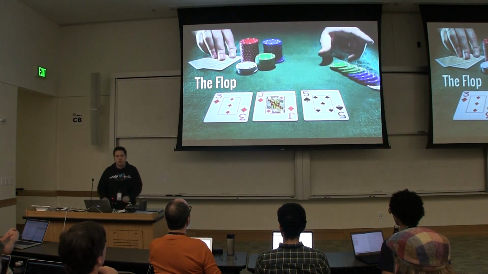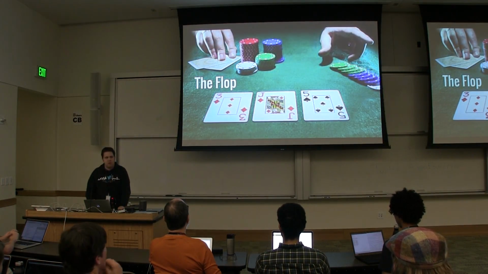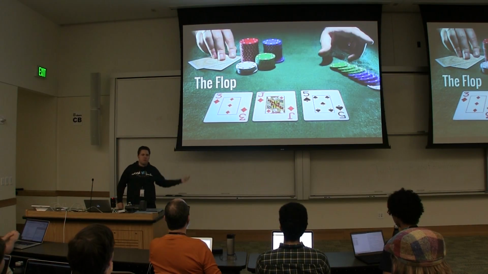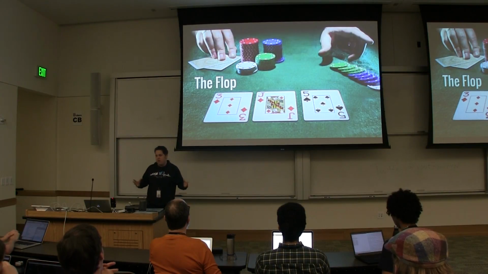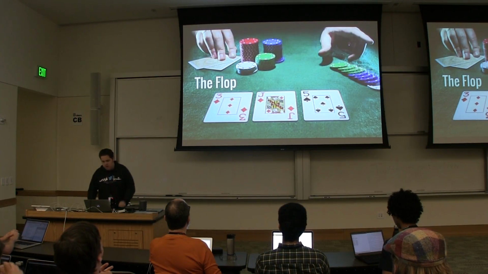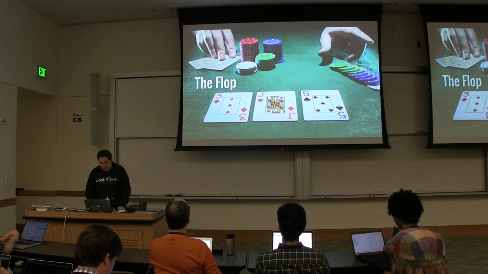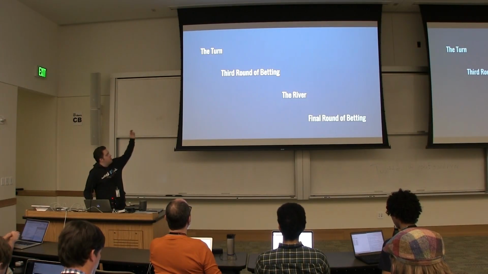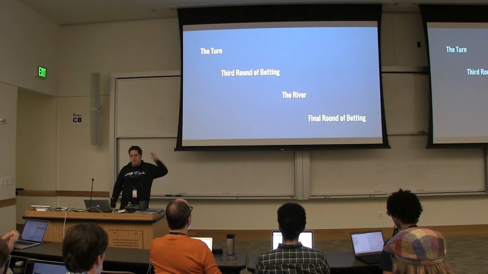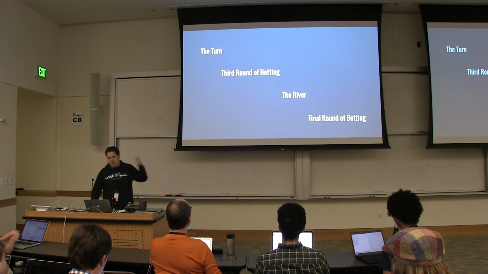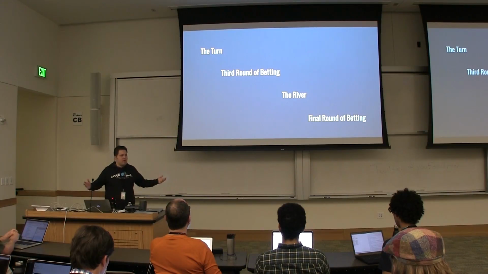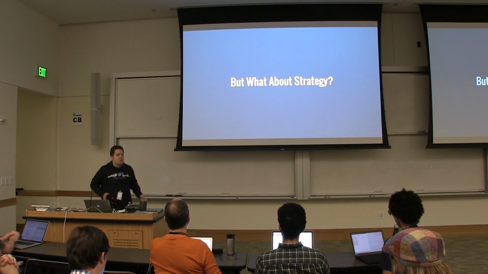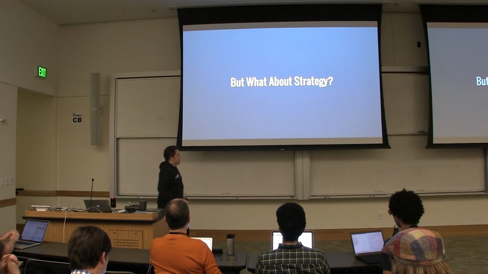Then the flop, 3 community cards. So you can use any of these 3 community cards plus 2 more coming in subsequent rounds, plus the 2 hole cards to come up with your best 5 to try and win the hand or bluff. Bluffing is also something we're not going to model. Second round of betting, same 4 options. The turn, another community card, third round of betting, the river, 5th community card, final round of betting, and the showdown where everyone who is still in flips their cards over and we see who wins the hand. So that is an extremely simplified overview of poker.